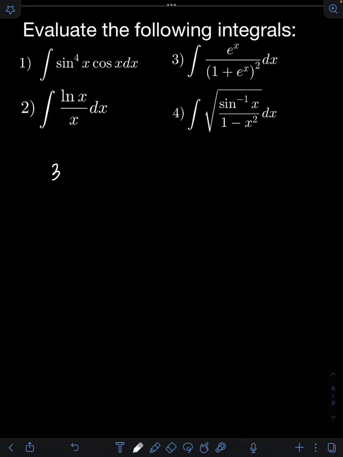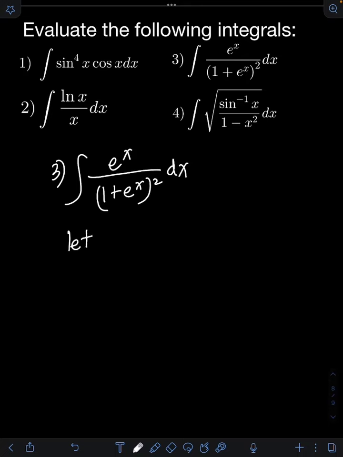For number 3, we have the integral of e raised to x over 1 plus e raised to x quantity squared dx. Again, let's use u-substitution. So we can let u be equal to 1 plus e raised to x. Get the derivative of both sides. The derivative of u is du. The derivative of 1 plus e raised to x.